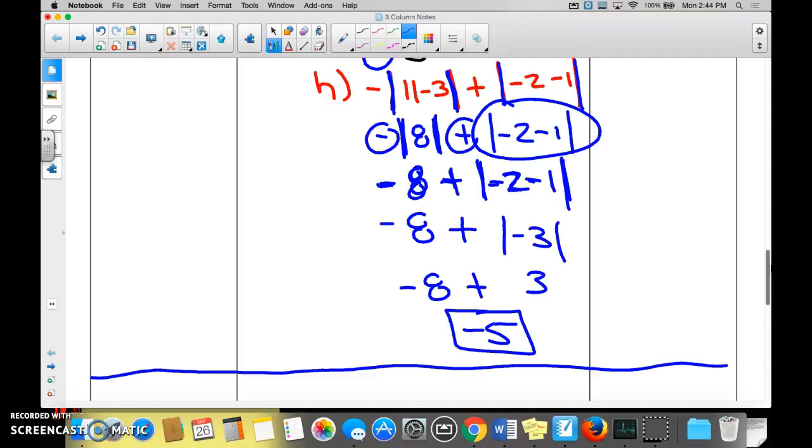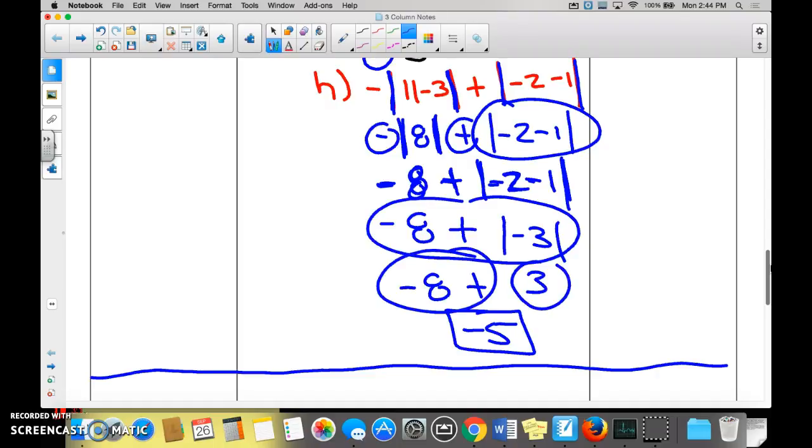And then we did the absolute value of -2 minus 1. So -2 minus 1 is -3. So we rewrote everything again. Then we got the absolute value of -3 is 3. We rewrote everything again. And then -8 plus 3. Some of you said, Mr. Potter, that's really hard for me.